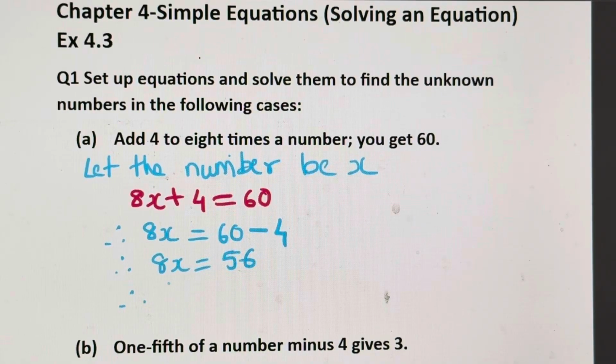Now, you cannot bring 8 along with 4. First, we transpose 4 because it is alone, it is not with a variable. And then, once it becomes simplified, we transpose 8. Now 8 into x means it goes in division. Therefore, x is equal to 56 upon 8. 8 sevens are 56. So the value of x is 7. This is how you will form the equation and solve it.